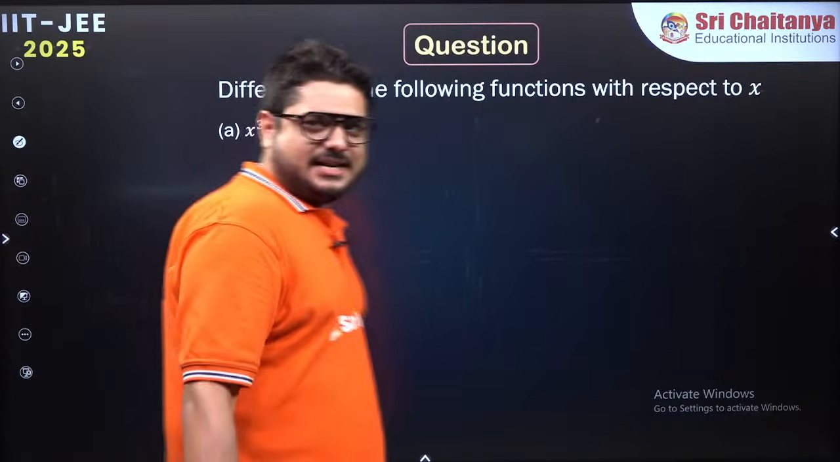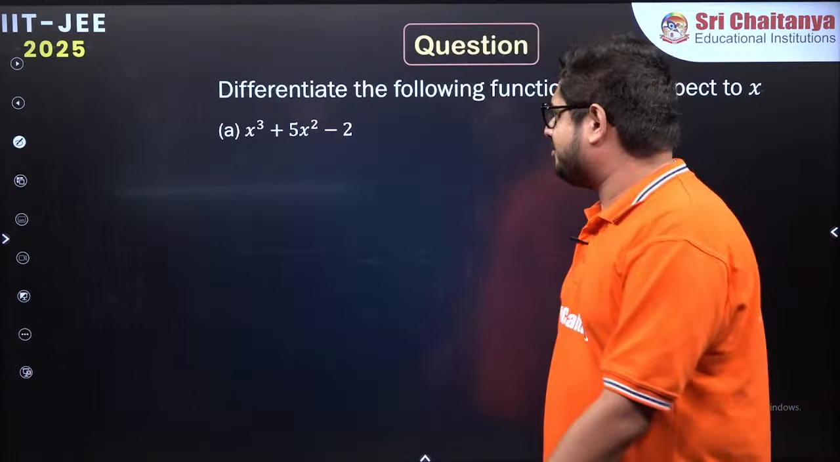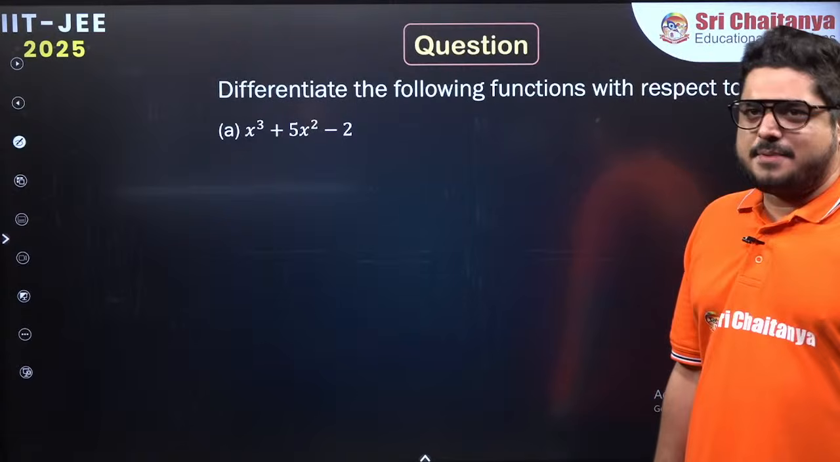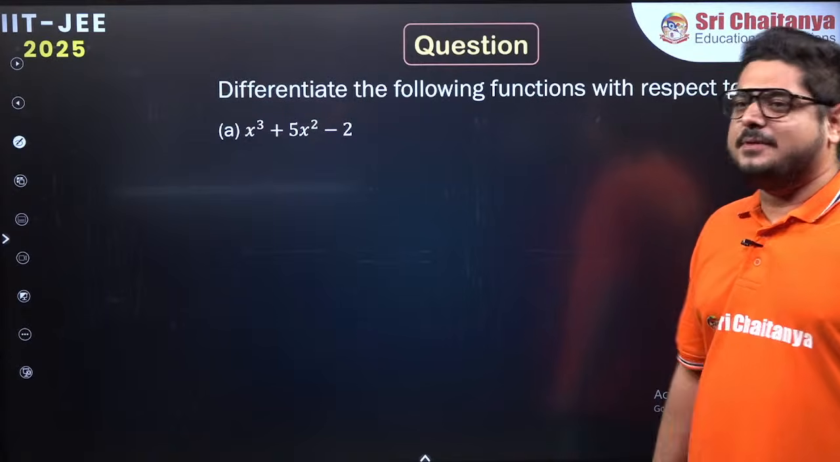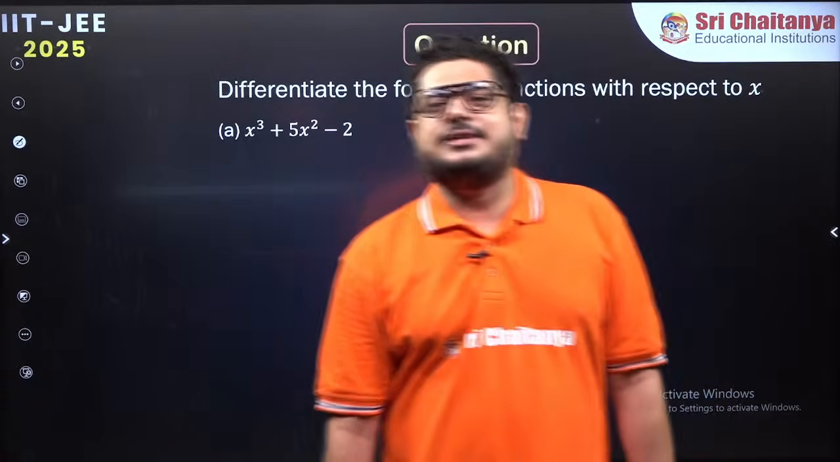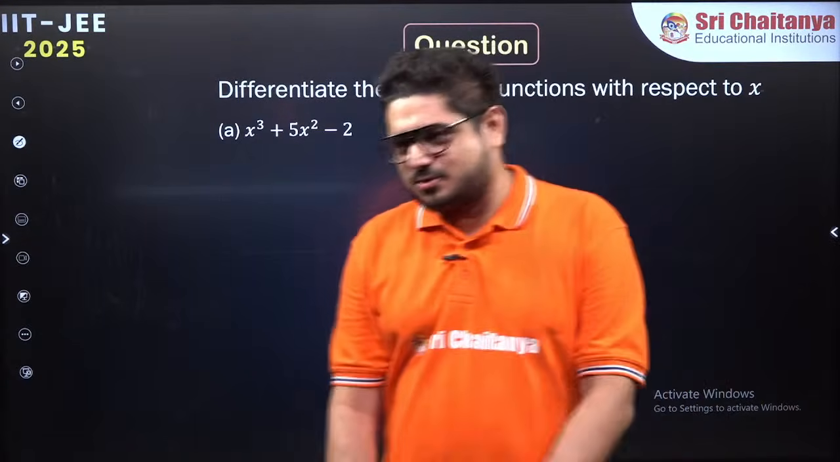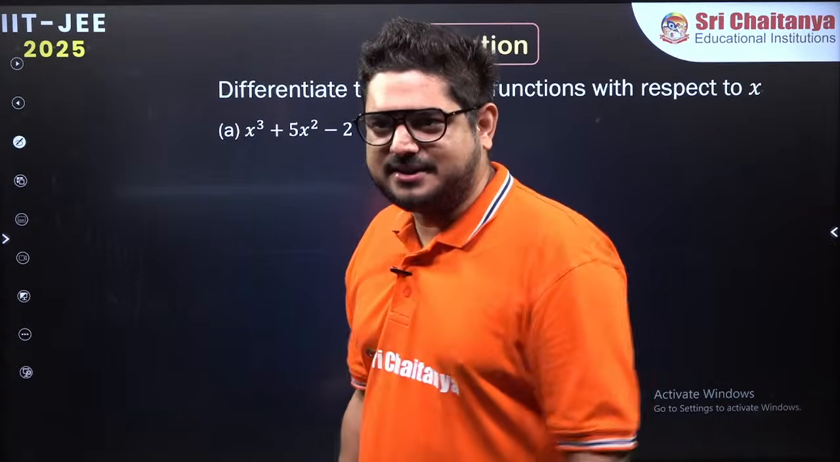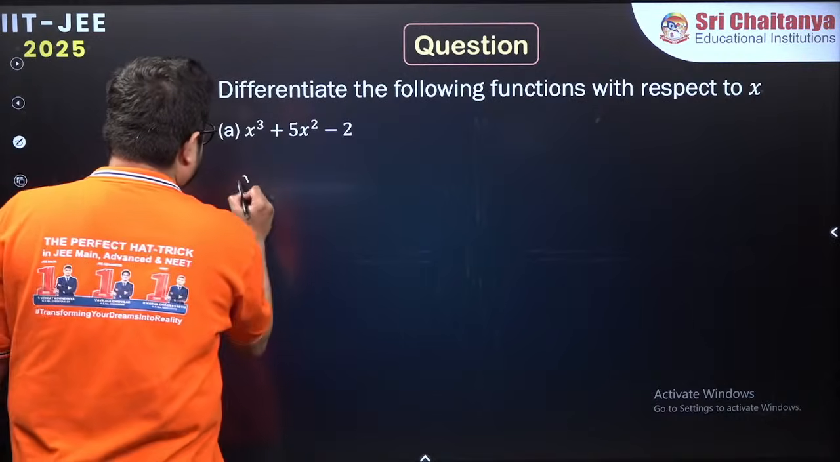So there is a question. I believe that everyone is able to see. I hope everyone is seeing this question: x cube plus 5x square minus 2. We need to find out the d by dx of this. Okay, everyone? We need to find out d by dx.